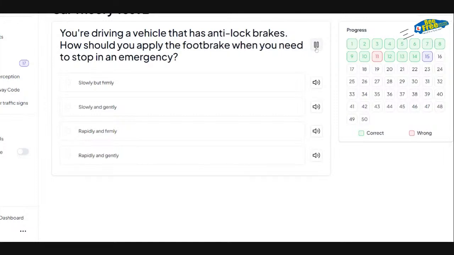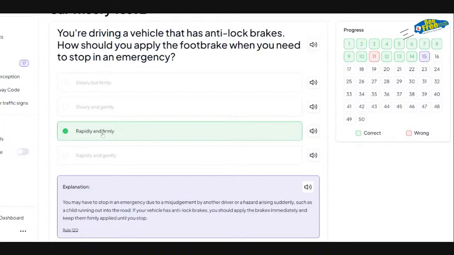You're driving a vehicle that has anti-lock brakes. How should you apply the foot brake when you need to stop in an emergency? Slowly but firmly. Slowly and gently. Rapidly and firmly. Rapidly and gently. Okay, so this is about stopping in an emergency. So you're not going to want to stop slowly. That's for sure. So I'm just going to get rid of the slowly ones. You're going to want to get your foot on that brake. You're not going to want to do it gently either. I would say rapidly and keep it firm. So that's what I'm going to go for. That's right. Got it right.